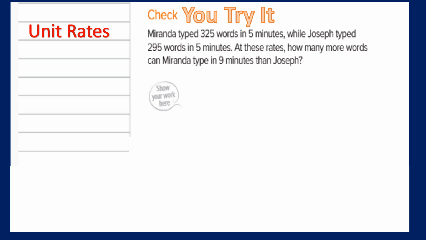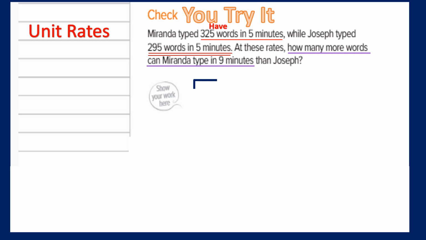All right, so the problem says Miranda typed 325 words in 5 minutes, while Joseph typed 295 words in 5 minutes. At these rates, how many words more can Miranda type in 9 minutes than Joseph? So we have a couple steps we have to do here. First, I identify my original ratios. I have 325 words in 5 minutes, 295 words in 5 minutes. I have to change them into unit rates so that I can then use that information and apply it to 9 minutes.